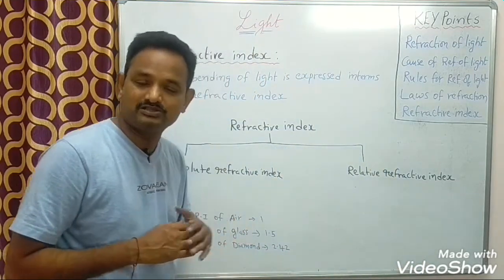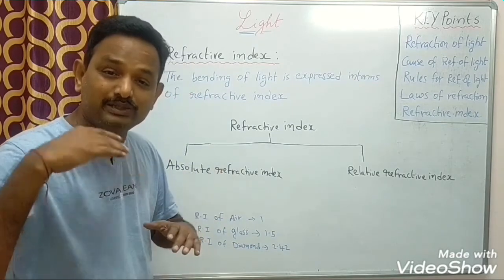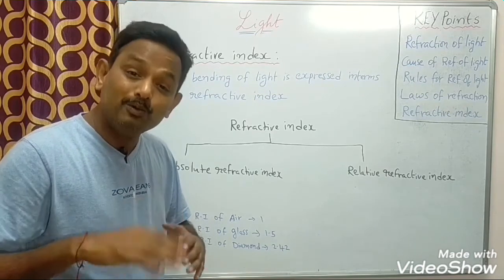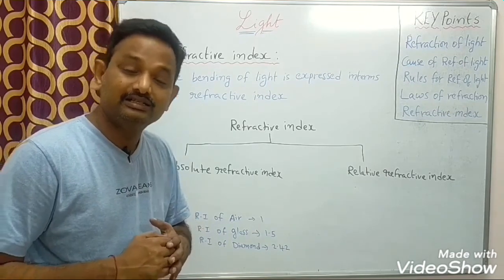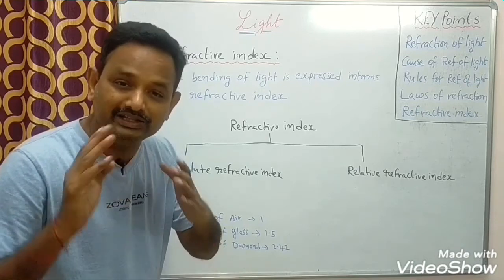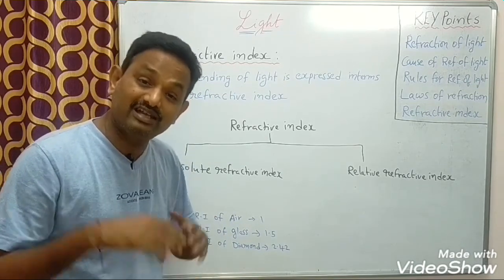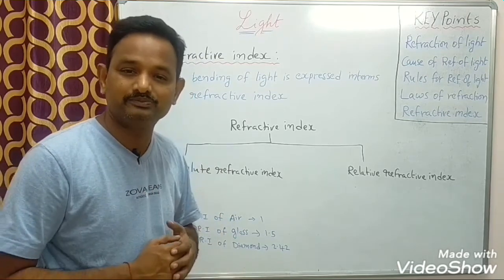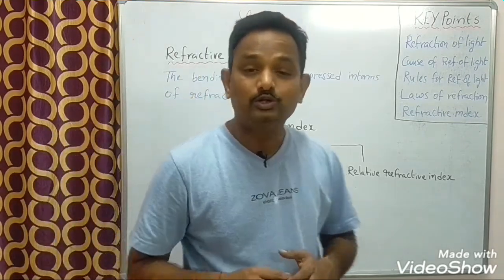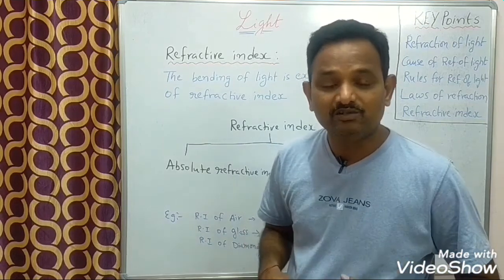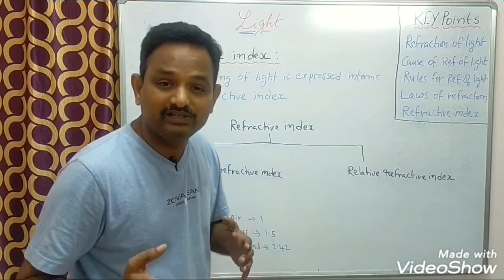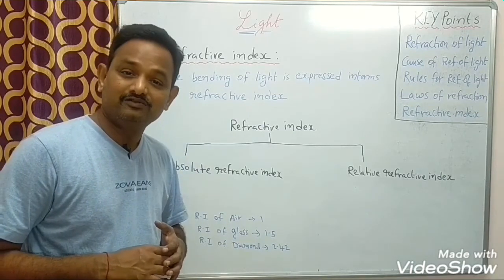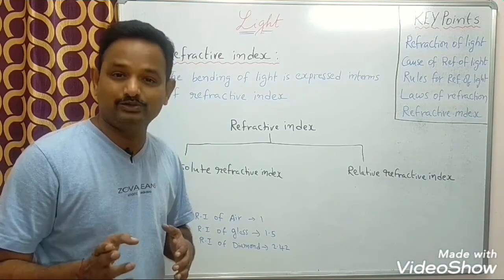For suppose, when light is traveling from one medium to another medium, if that other medium has more refractive index, then there will be more bending in that medium. If it has less refractive index, then there will be less bending in that medium. We have two types of refractive index: one is absolute refractive index and another is relative refractive index. First we will discuss absolute refractive index.